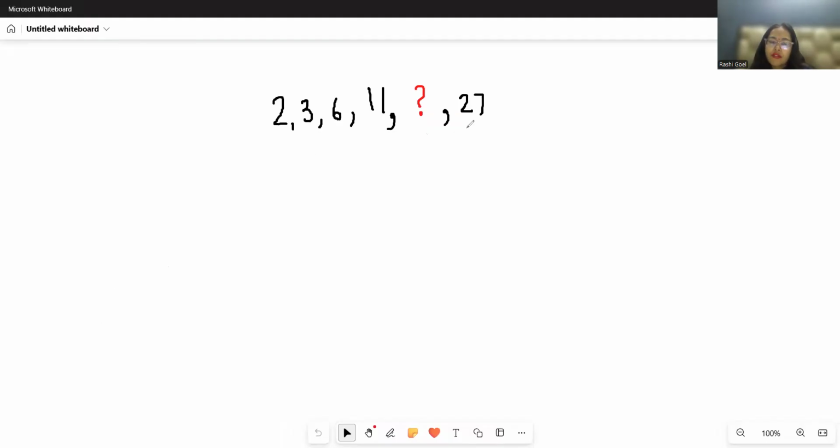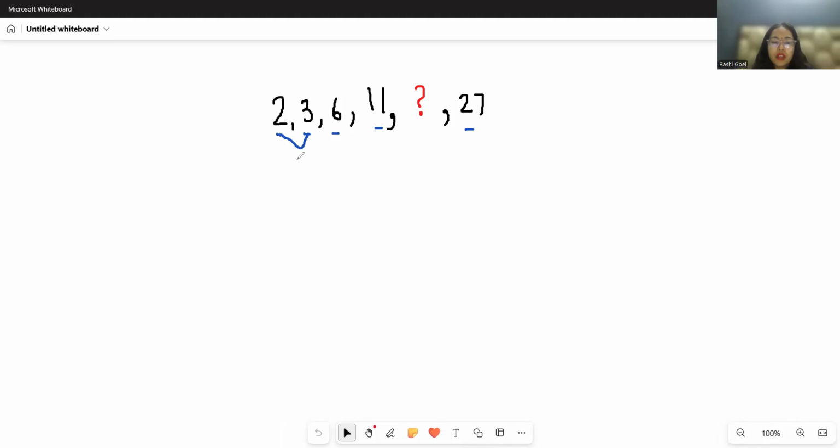So in this type of number series, always first check whether the series is in increasing order or decreasing order. So here 2 to 3, then 6 and 11, then 27. So yes, it's in increasing order. So if it's in increasing order, now let's check the difference between them. That gives us an idea of what it is.